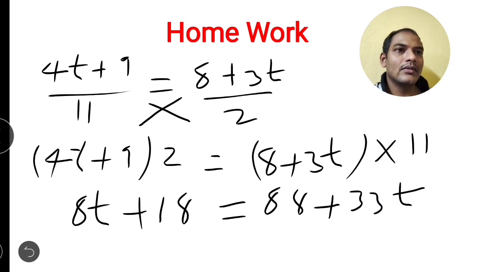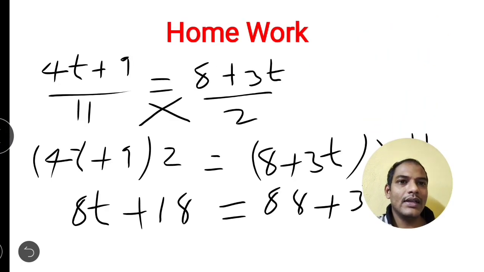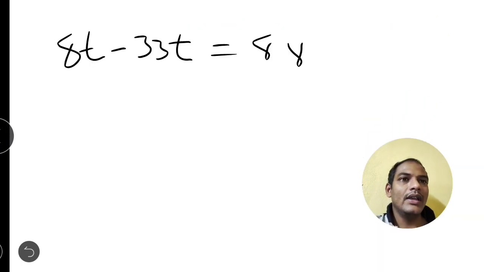So write variables on the left side and constants on the right side. So variables are 8t, one variable, and one more variable, that is 33t, so minus 33t, equals the constant numbers, 88. First you have to write the right side constant number, that is 88. One more constant number, 18, so then it will become plus 18.